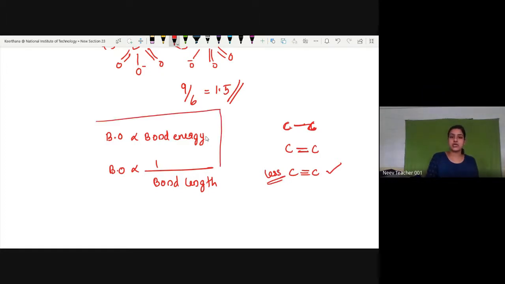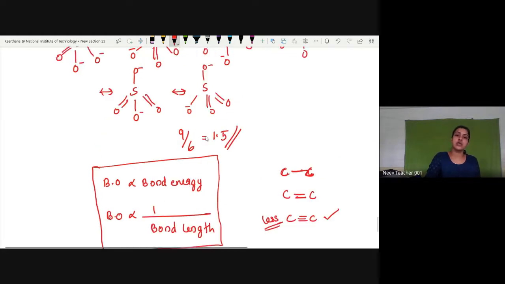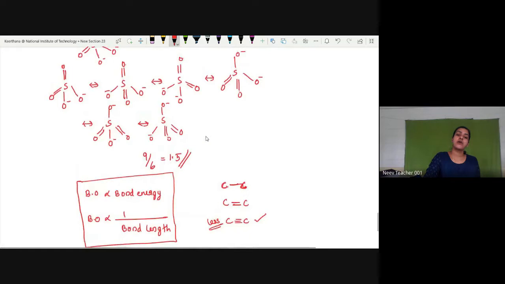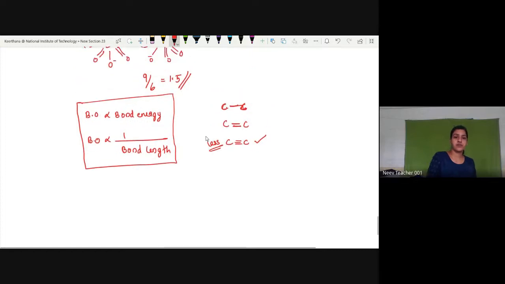So you should study this relation. Bond order is directly proportional to bond energy, and bond order is inversely proportional to bond length. And there is one question. Arrange the following in the increasing order of their bond length.